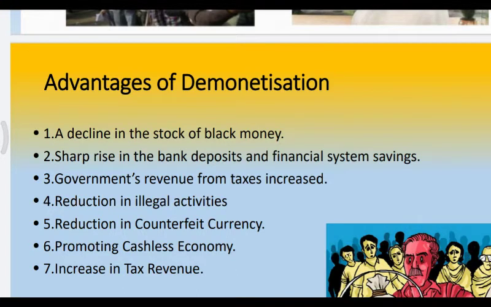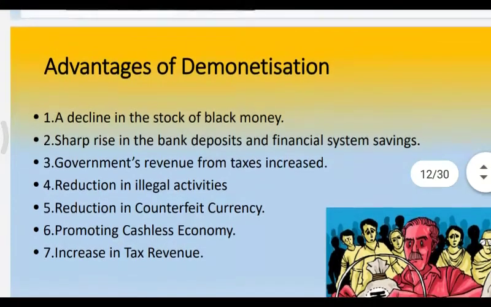Reduction in counterfeit currency. The ban on rupees 500 and rupees 1000 notes and the introduction of new currency with high security features will reduce the circulation of fake currency. Promoting a cashless economy. Due to demonetization, the proportion of hard cash in the economy will decrease, and the digital means of transaction such as net banking, e-wallets, debit and credit card usage, etc., will increase.